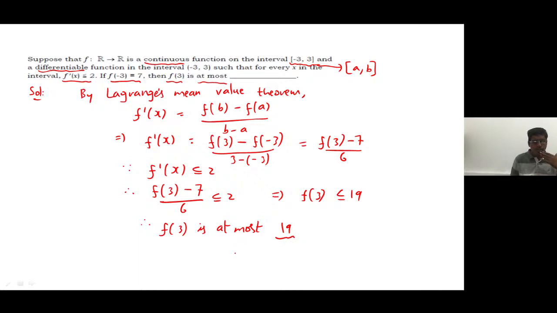Hope that everyone is following and understood. This is differential calculus, which we studied in 12th standard, BTech also, BTech first year.